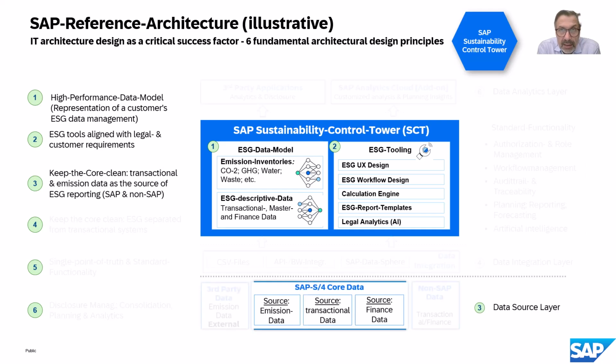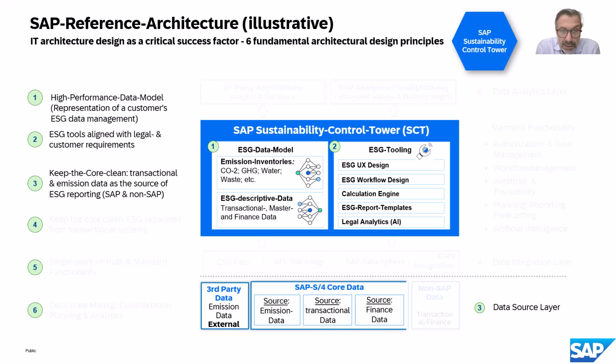The third key architectural principle is keep the core clean. Transactional emission data are source data for ESG reporting. No one should try to incorporate ESG information in the core system. By the end of the day, you will lose your SAP standard compatibility, because I hope that I was able to make clear that ESG is so dynamic, you will fail if you try to incorporate that directly in your core systems. Keep the core clean and take the core systems as a data provider for sustainability issues and topics.